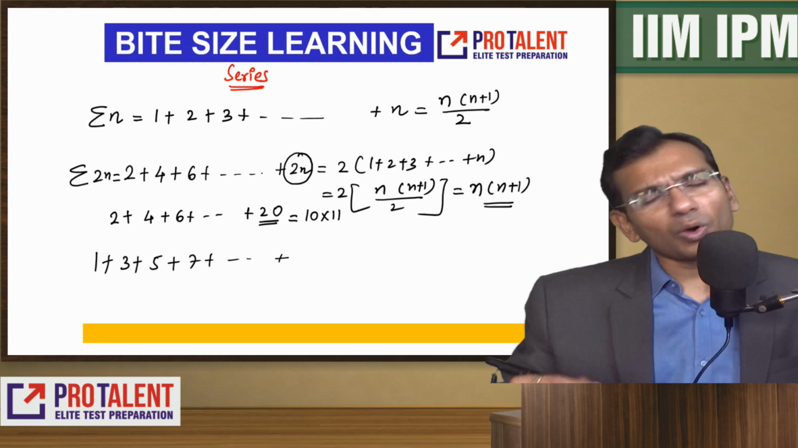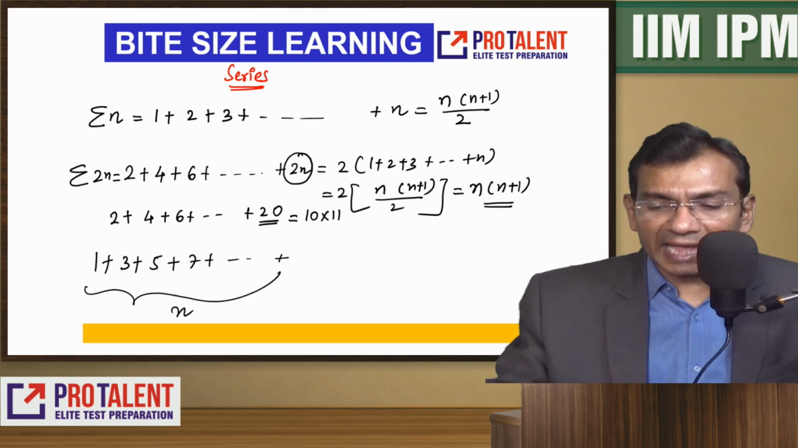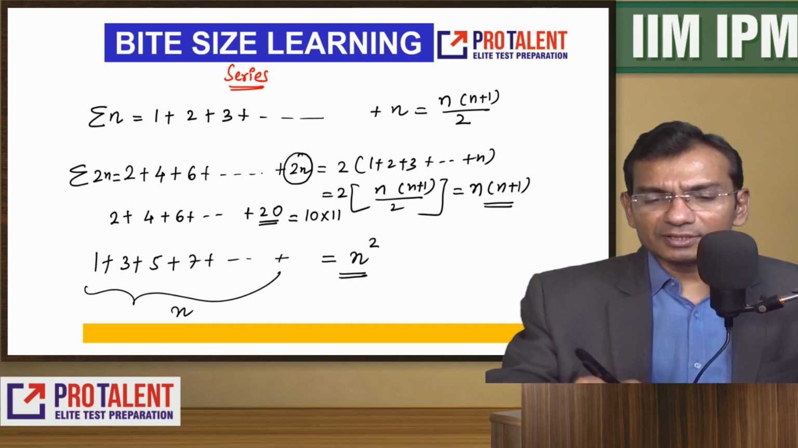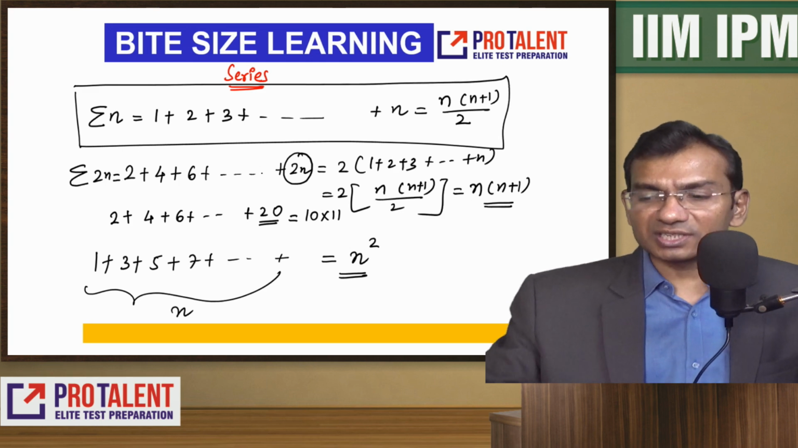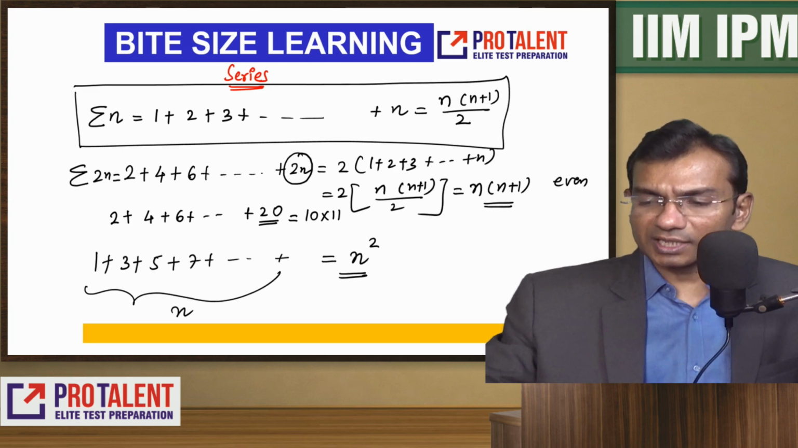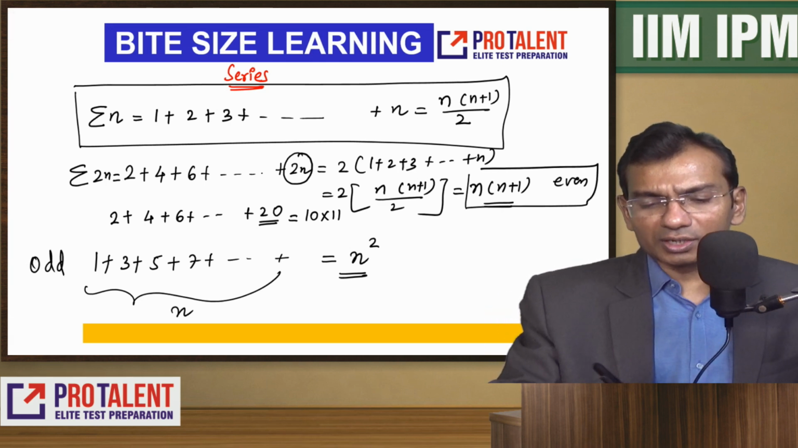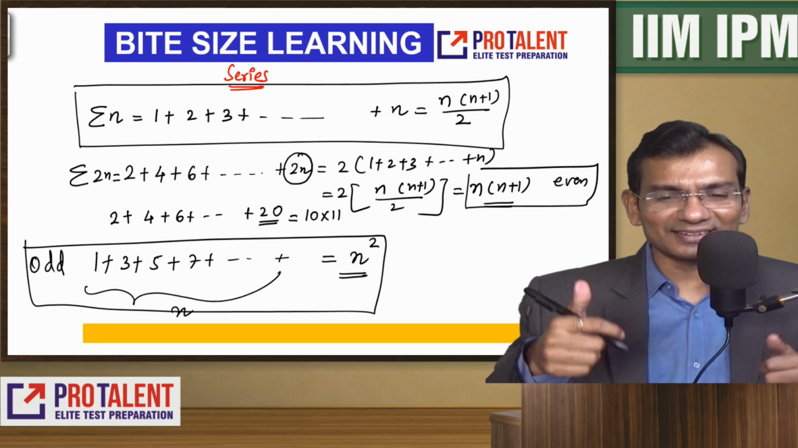Similarly, the sum of the odd terms, that is 1 plus 3 plus 5 up to the last number, whatever that number is, but we generally count the number of terms to be n. The formula is n square. So this is one formula you have to remember. The sum of the even terms is another formula you have to remember. The sum of the odd terms is another formula you have to remember. Is that very clear? Great.